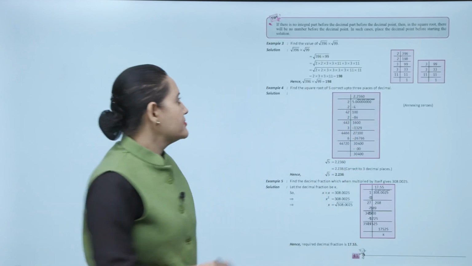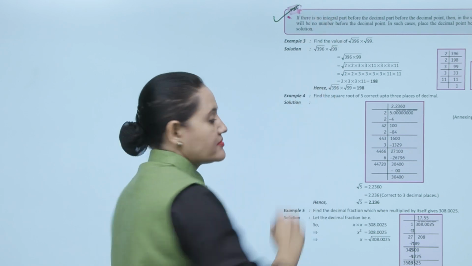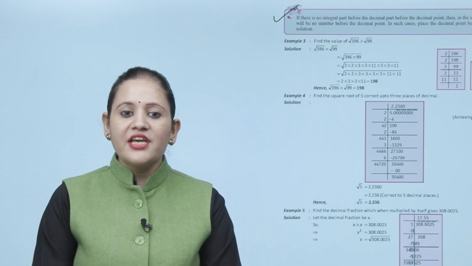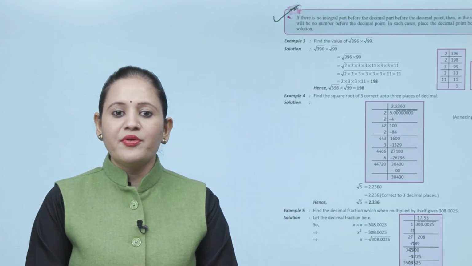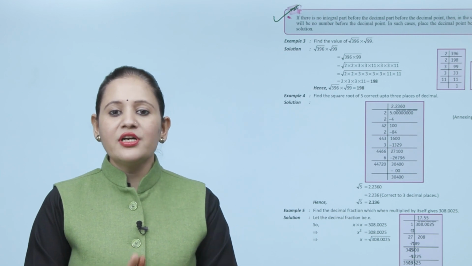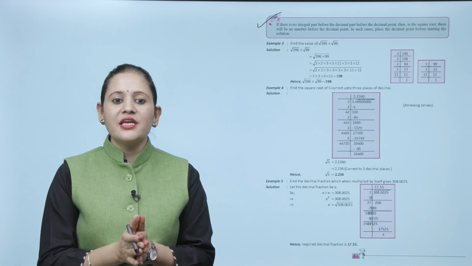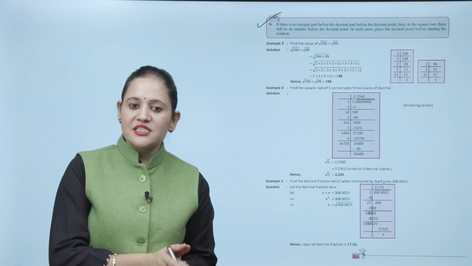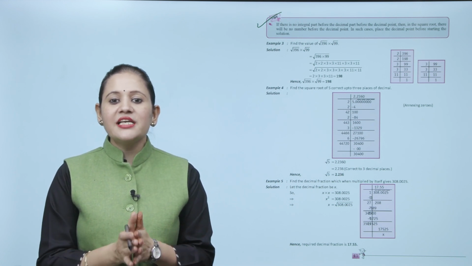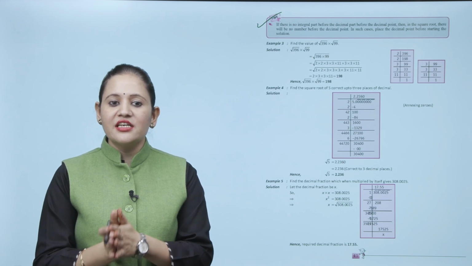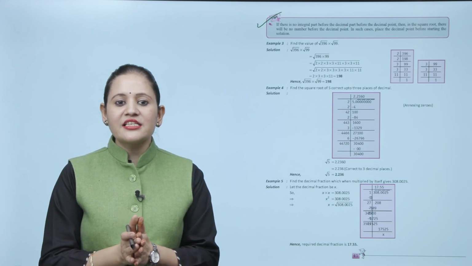Next tips. If there is no integral part before the decimal point, then in the square root there will be no numbers before the decimal point. In such a case, place the decimal point before starting the solution. Now we'll take an example.